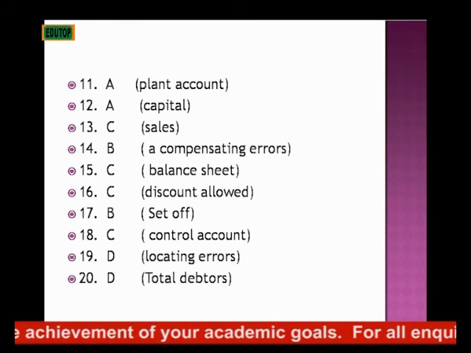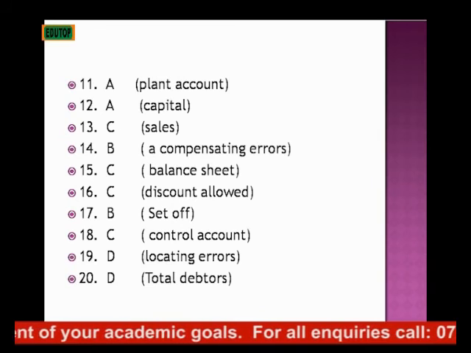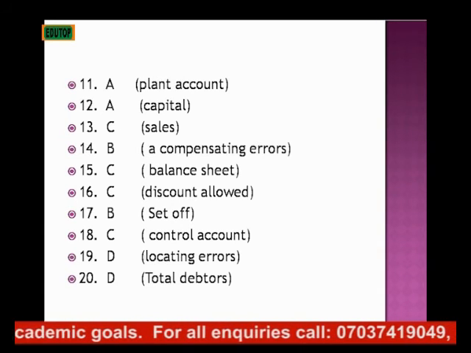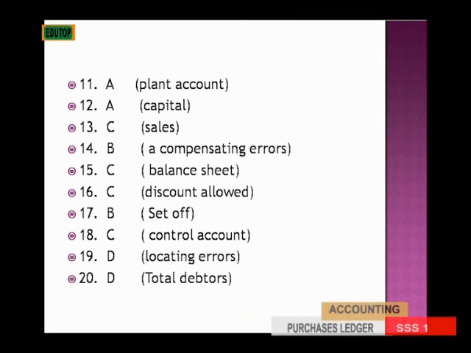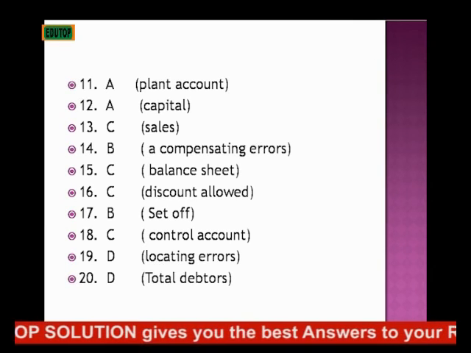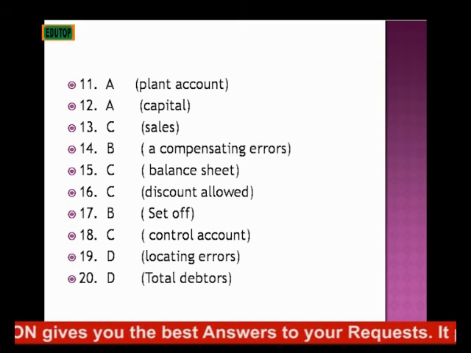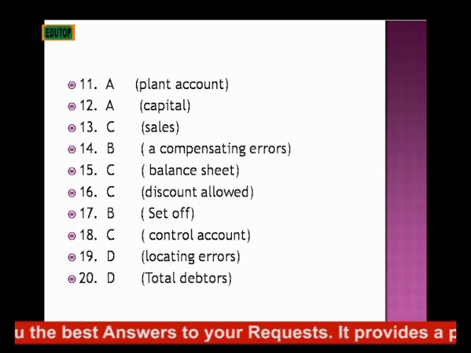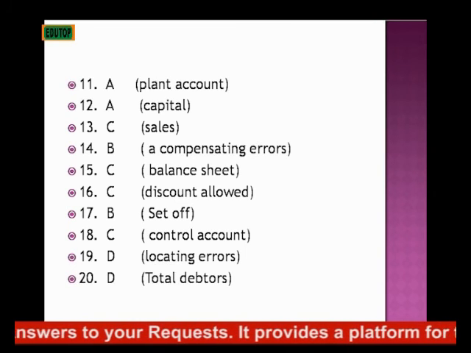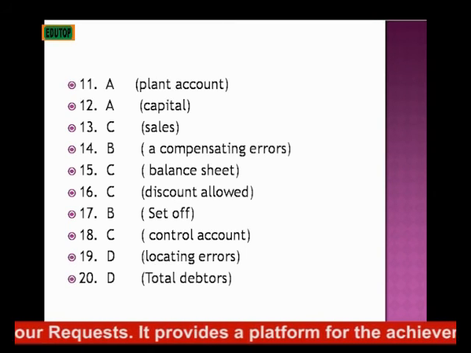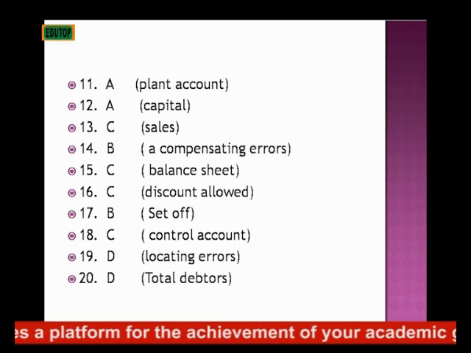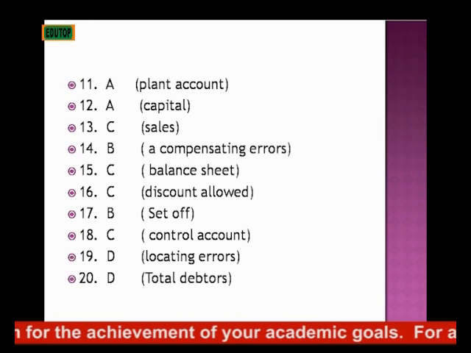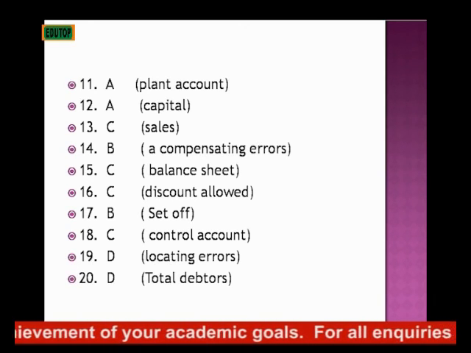Then the last but not the least question, the balance of the sales ledger control account represents. You see, in the sales ledger control account we have the opening balance on the debit side, we have credit sales, and we have so many things. On the credit side we have returns inward, discount allowed, cash received from customers, and cheques received from customers. At the end of the day, the difference between them gives you the balance c/d, which is the closing balance.